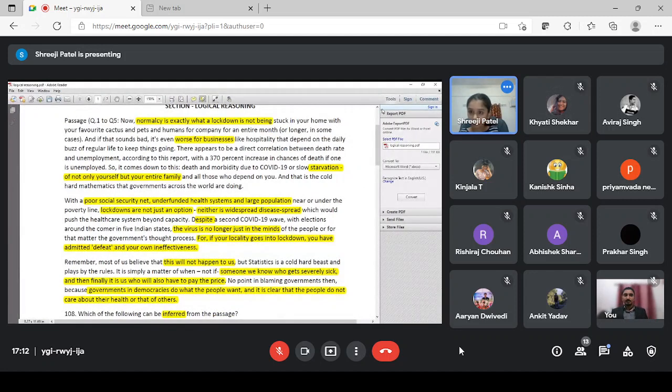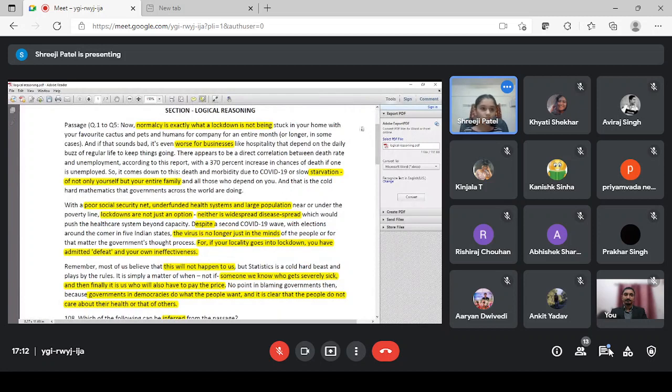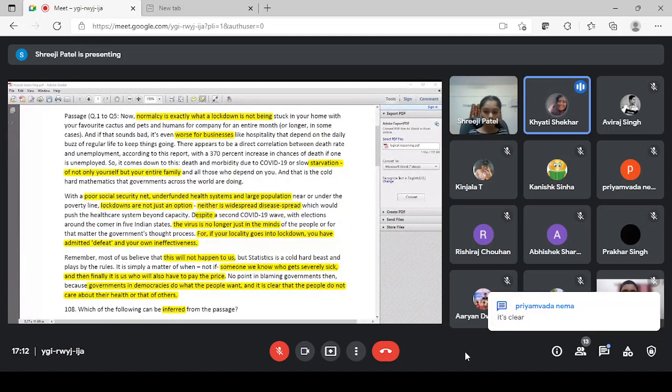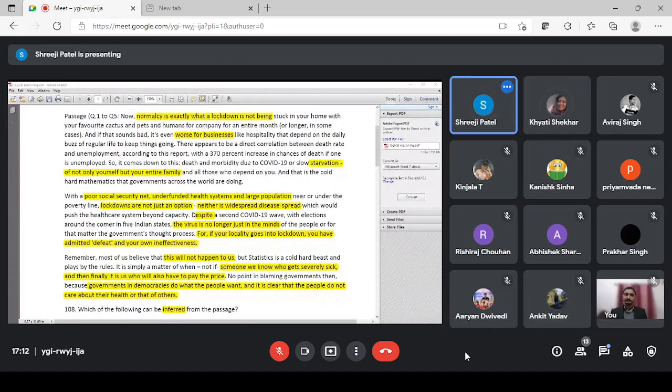Is it not visible? It is visible. I think it is clear to everybody who is present. I can see it. Anybody else having any problem with the screen? Please mention it in the chat box or unmute yourself. And now from here, we are giving you 5 minutes to read. And then we will be moving forward to the passage. Okay, Shriji, you can wait. Yes, ma'am. Okay.